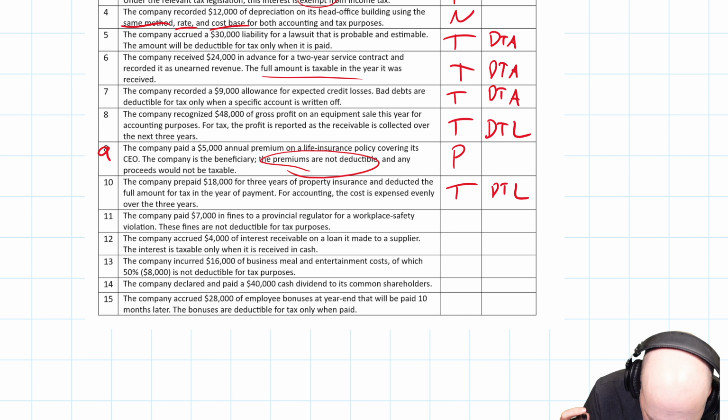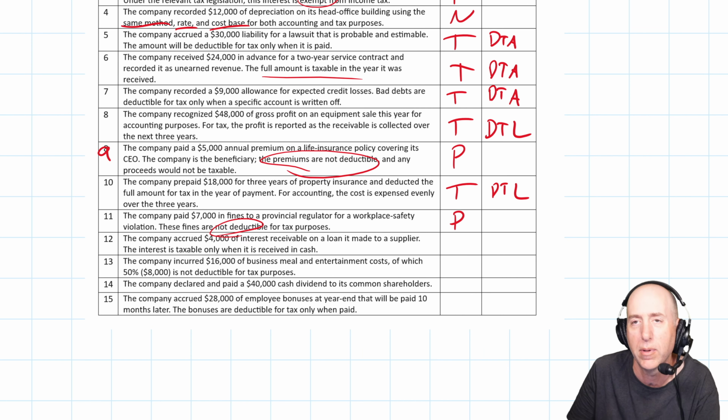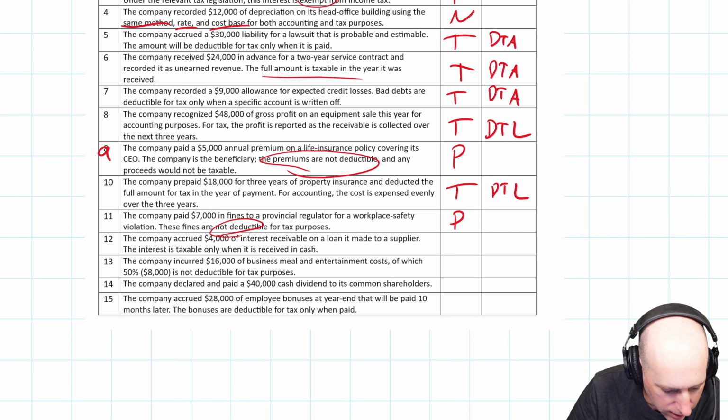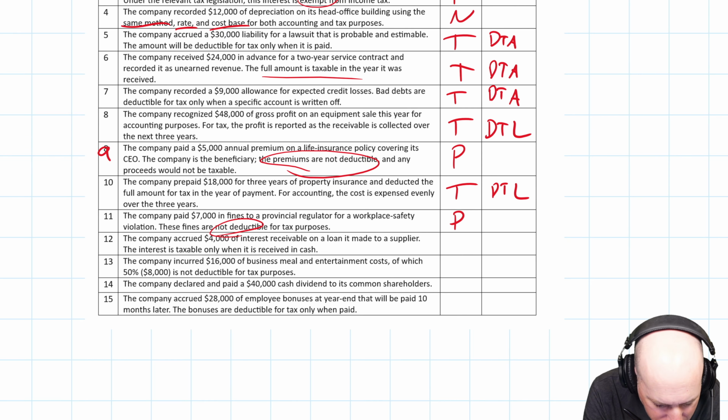The company paid $7,000 in fines to a provincial regulator for a workplace safety violation. These fines are not deductible. Okay, so if it's not deductible, it's permanently going to be different. The accounting records will not match the tax records. Permanent.